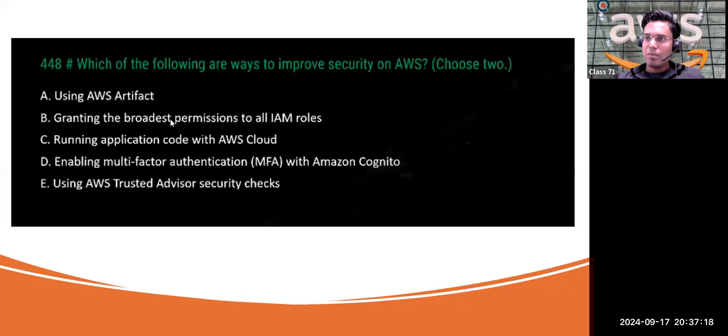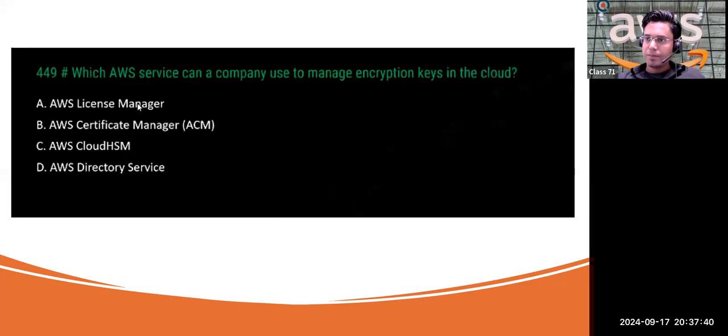Grant broadest permission to all IAM users. That's wrong, because you should grant least privileges. That's a cloud concept: least privilege, least permissions. AWS Artifact, that's the reporting service. Whenever you see the word reports, it is Artifact. So only two remaining.